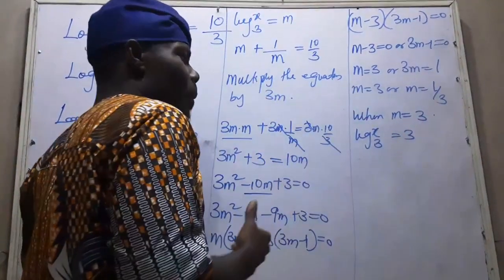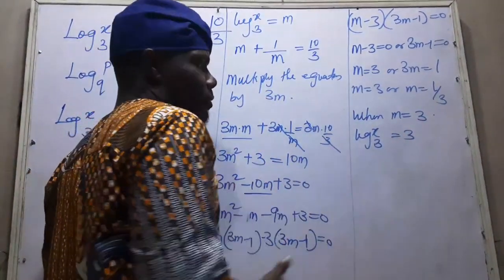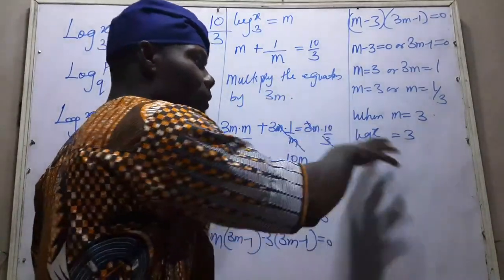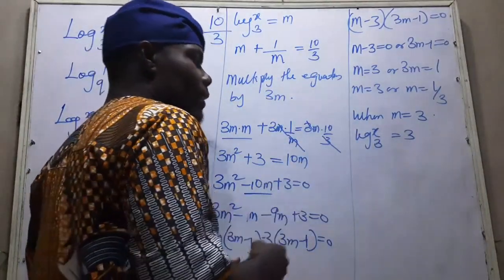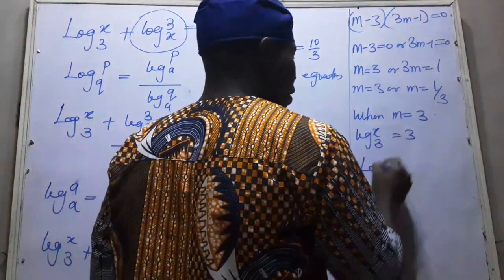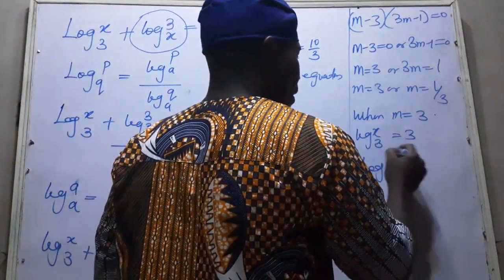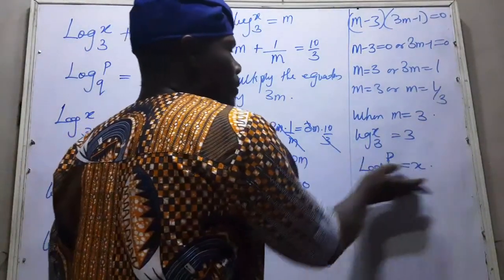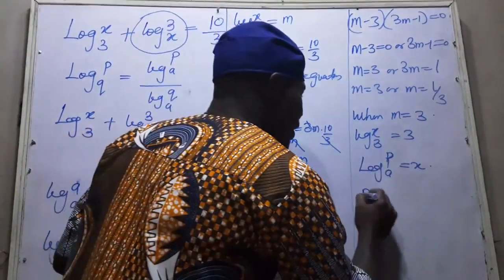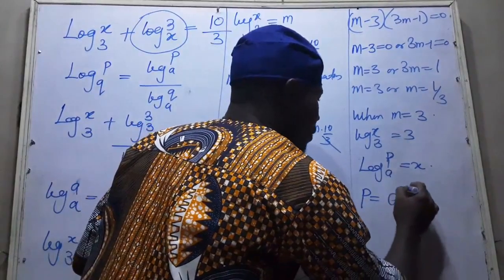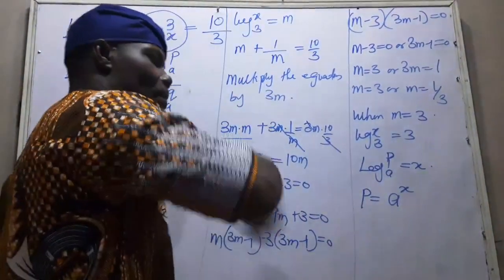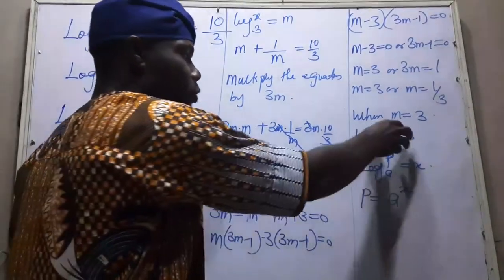My brother, there is another rule in logarithms. In the theory of logarithms, you must consider here. The law says that if log p base a is equal to x, then p will be a raised to power x. That's just the meaning. So let's apply this rule to this.